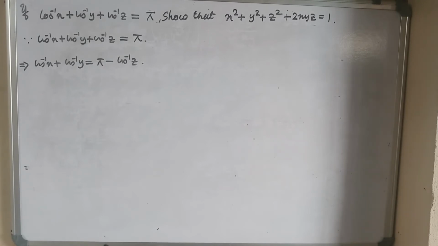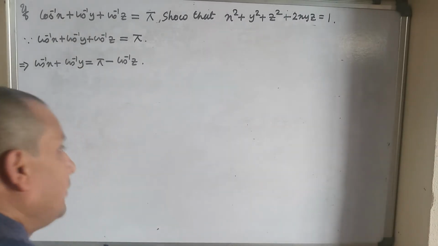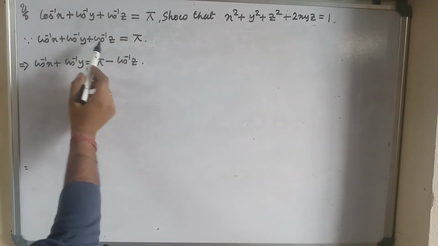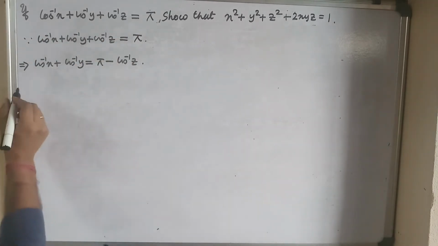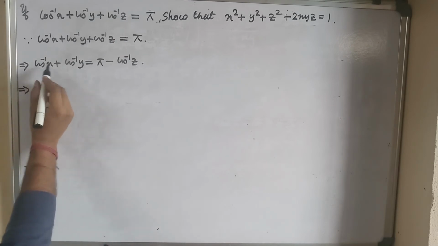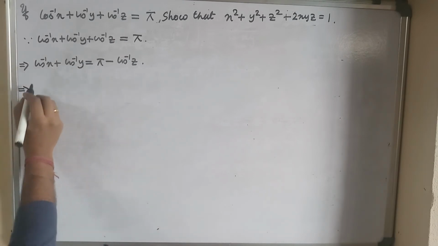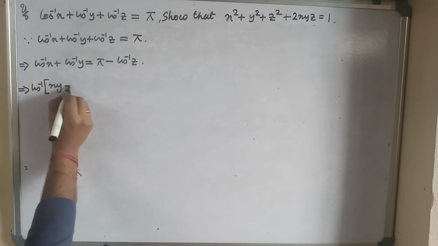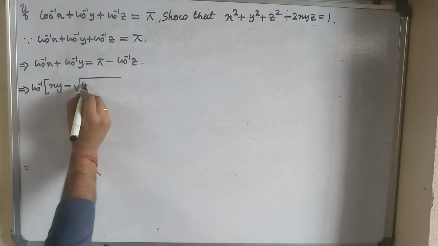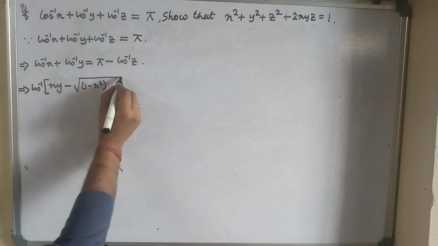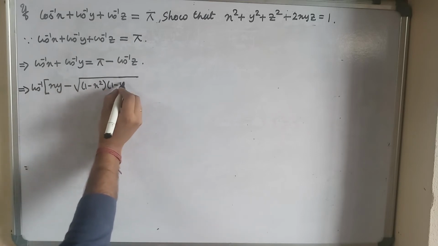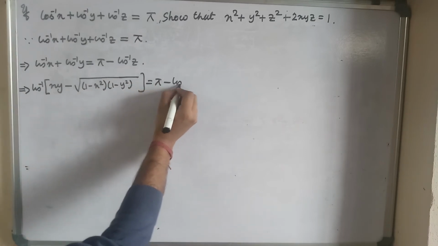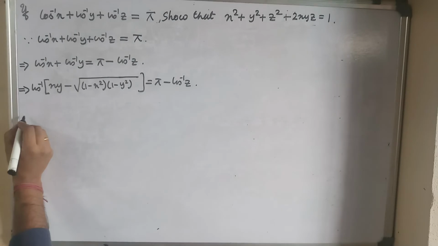Now same type of questions but in terms of cos. Then you have to take this identity and bring one quantity from the left hand side to the right hand side. In this case I'll use the formula of cos⁻¹x + cos⁻¹y, which is cos⁻¹[xy − √(1−x²)√(1−y²)] = π − cos⁻¹z.